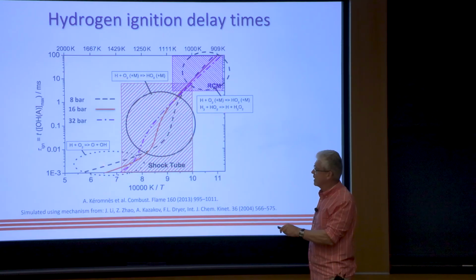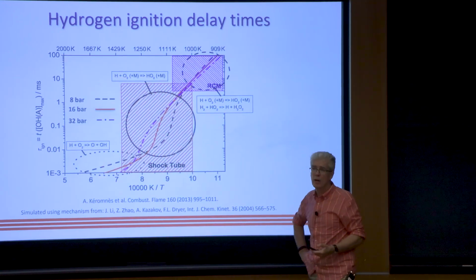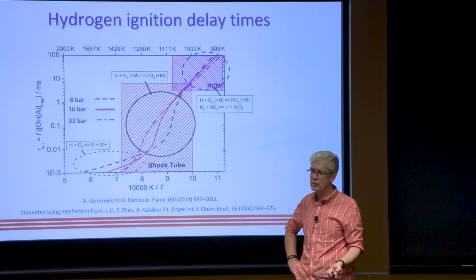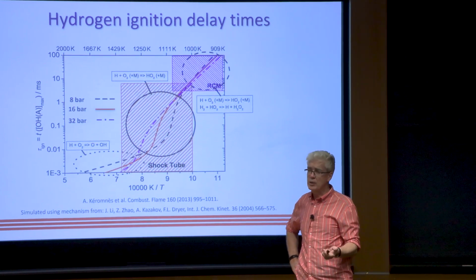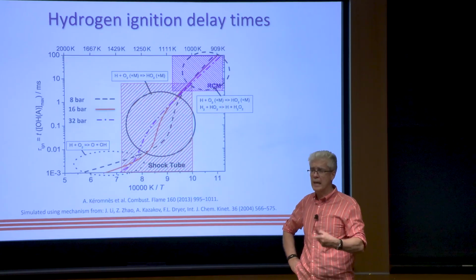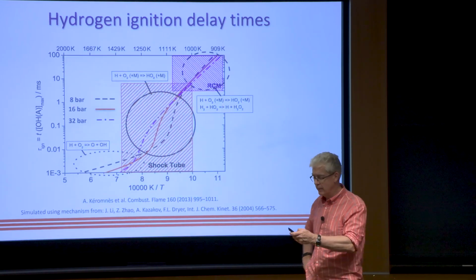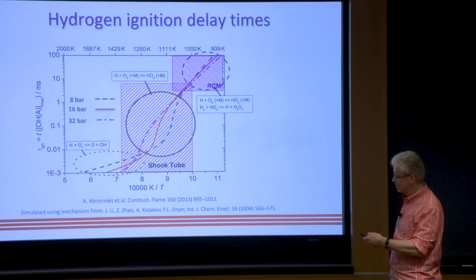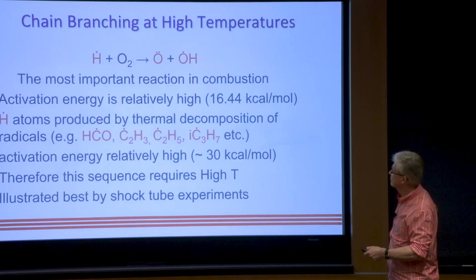32 bar is faster than 16 bar, faster than 8 bar, because there's no longer competition. It's all dominated by H plus O2 gives O plus OH. And the higher the pressure you are, the higher the concentration of both H and O2. Okay, and hence the reactivity is faster. Okay, so I hope that you understand that plot.